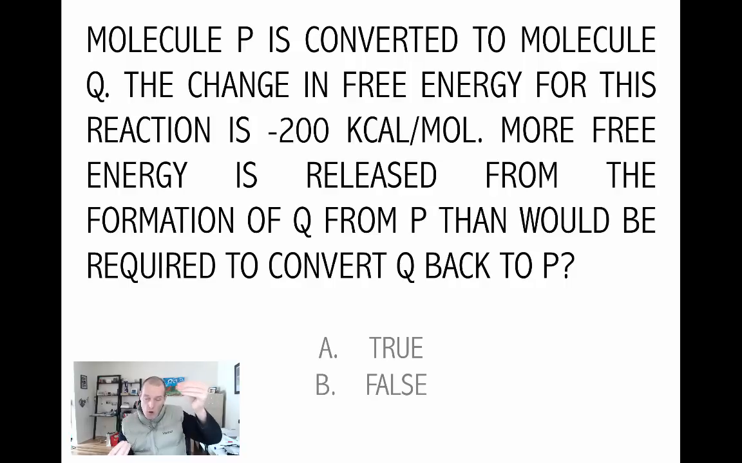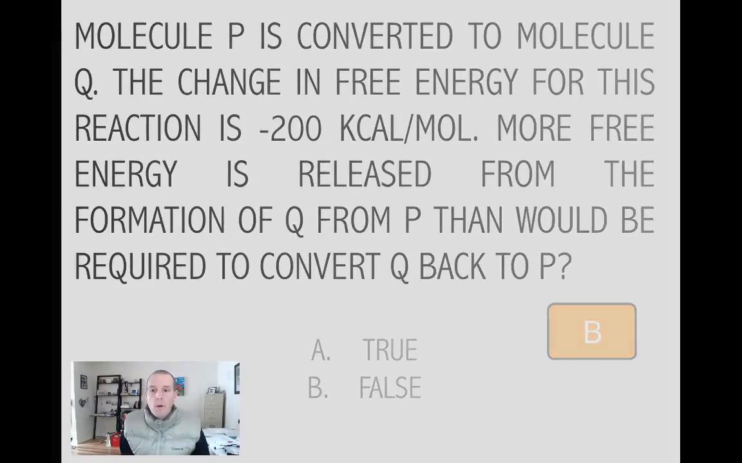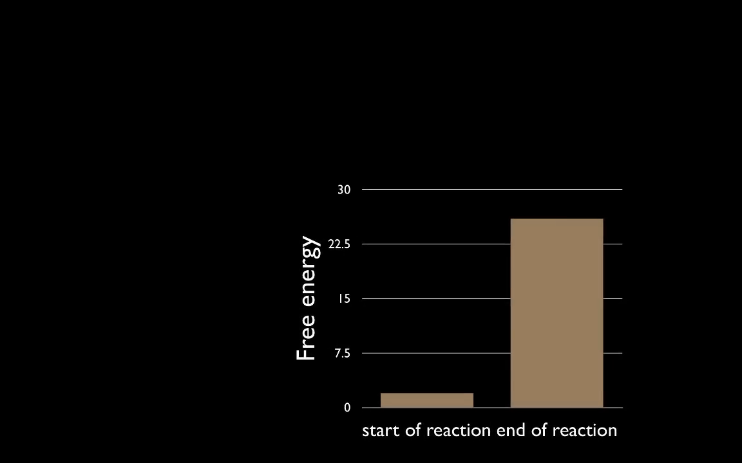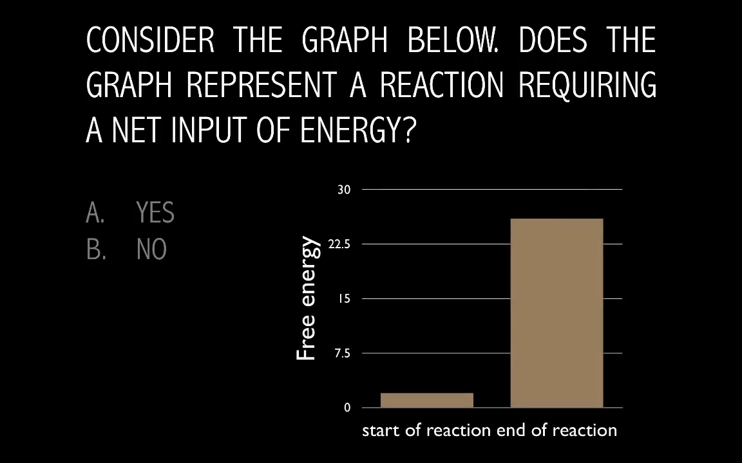If I want to convert Q back to P, I've got to put in exactly the same amount of energy. I've got to do no more work, and I've got to do no less work. I've got to do exactly the same amount. So if you go from P to Q, if you want to go back from Q to P, exactly the same amount of energy. So this would be false. Here comes the next one.